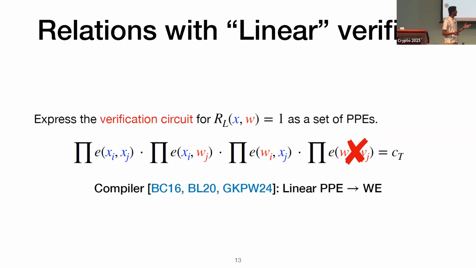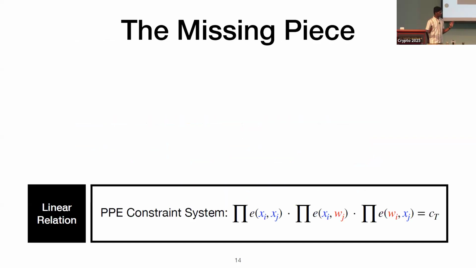And they're essentially compilers that allow you to go from this pairing product equation version to the corresponding witness encryption, okay? And this is great, right? So all you need to do is somehow magically arrive at this linear relation. But when you start trying to build your application, this is not typically how you would think, right?